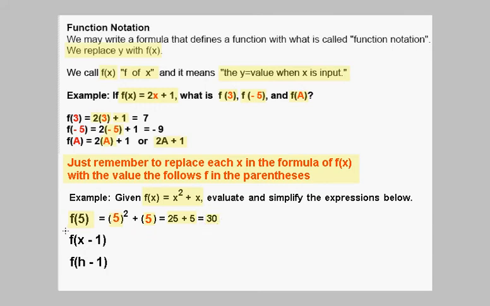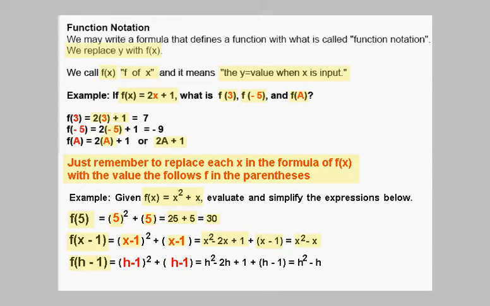Now let's try to find f of x minus 1. We replace each x in the formula, x squared plus x, with x minus 1. So we get an x minus 1 quantity squared plus another x minus 1. The x minus 1 quantity squared, when you FOIL it out, gives you x squared minus 2x plus 1. Then we add that to an x minus 1, combine like terms, and we end up with x squared minus x. The ones cancel.